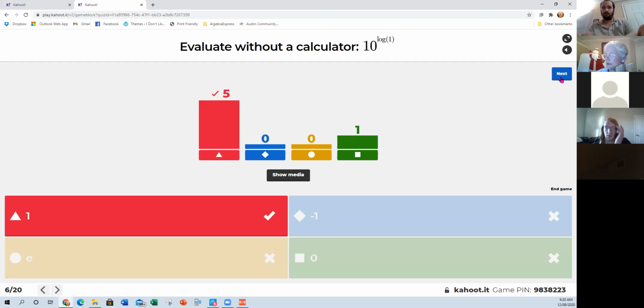Okay, so you know that anytime you have a 1 after log, it's always going to be 0. So that actually is 10 to the 0 power, and anything to the 0 power is 1. Also, a 10 and a log base 10 would cancel each other out. So either way you look at it, you would wind up with a 1.